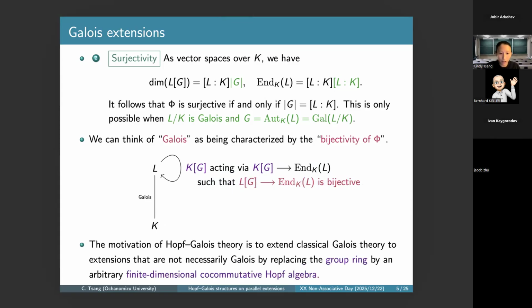So the motivation of Hopf Galois theory is to extend classical Galois theory to extensions that are not necessarily Galois. So in that case, you can't take the group ring KG, but then the idea is you replace the group ring by some other Hopf algebra. So you replace KG by some Hopf algebra H, and let's say it acts by some K algebra homomorphism, and you say that it's Hopf Galois when the map that you get by extending scalars to L is bijective.